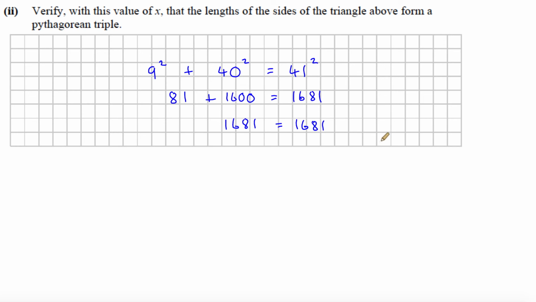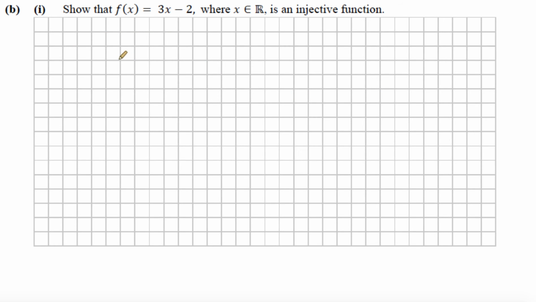So there we go, we verified the values and they do form a Pythagorean triple. That's 3 numbers that obey the theorem of Pythagoras. Okay, part B1 says show that the function f of x equals 3x minus 2, where x is an element of the set of real numbers, is an injective function. So an injective function is a one-to-one function.